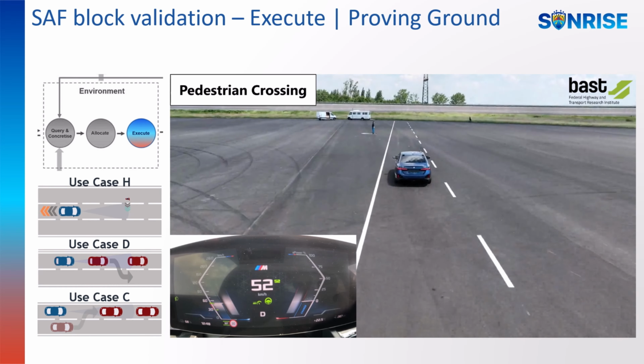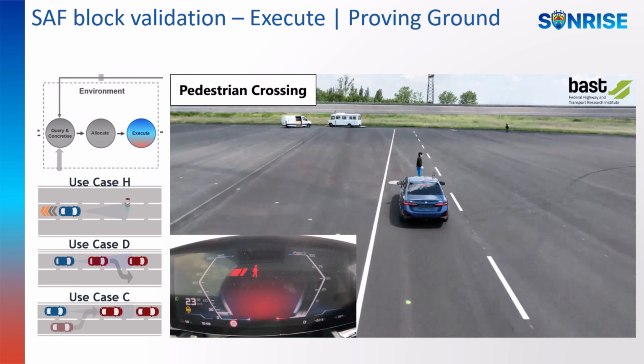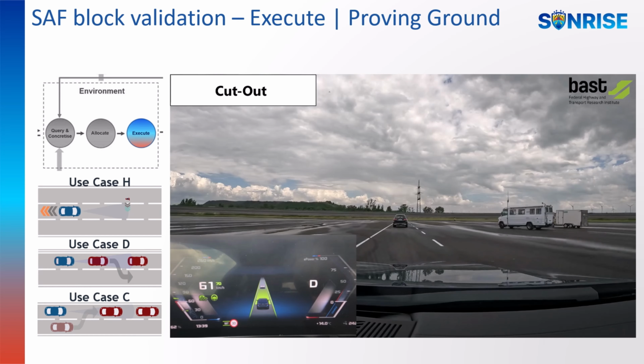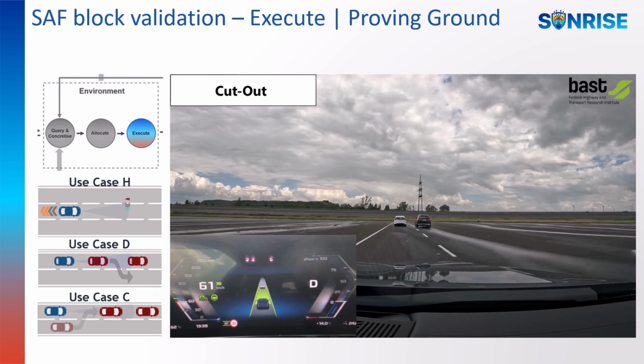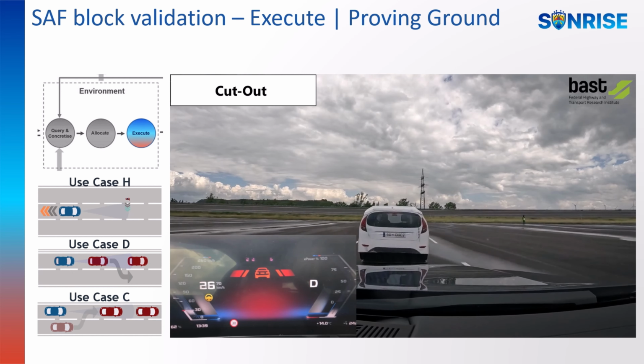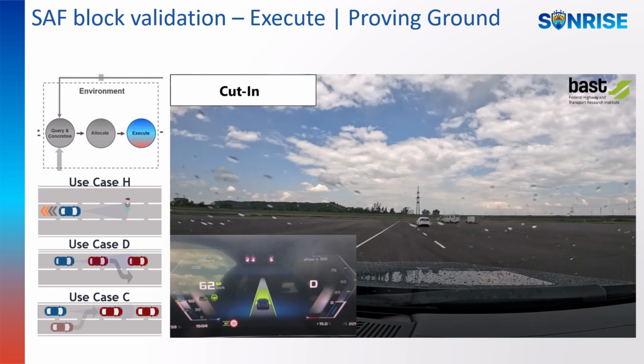In this video, there can be seen a pedestrian crossing, a cutout, and a cut-in scenario executed on the proving ground. In the bottom left corner, there can be seen the instrument cluster of the vehicle under test.